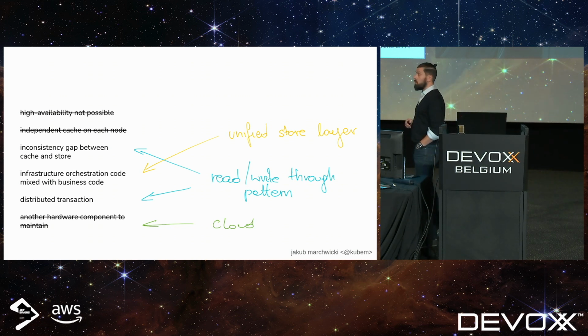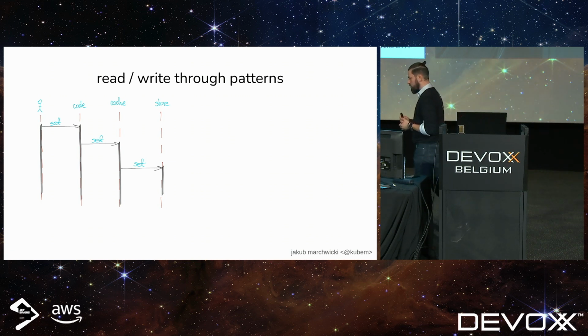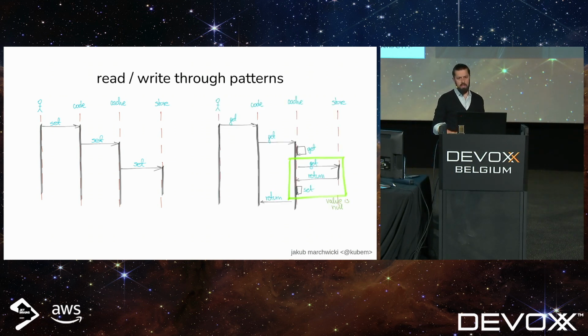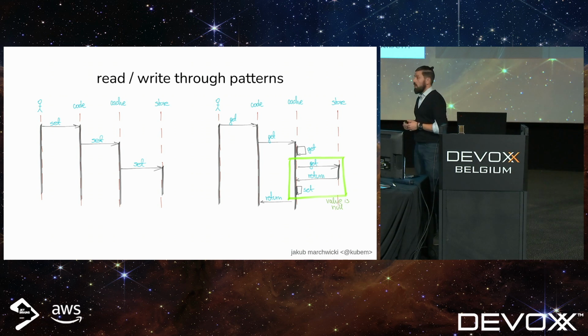What is the read-write-through pattern? What we are trying to do now is delegate the operation of writing data down to the persistent storage to the cache itself. So whenever we put something into a cache, it will write itself down to the storage. And at the same time, if we try to get something out of the cache, the cache will manage the life cycle of the data inside and retrieve something from the storage if needed.